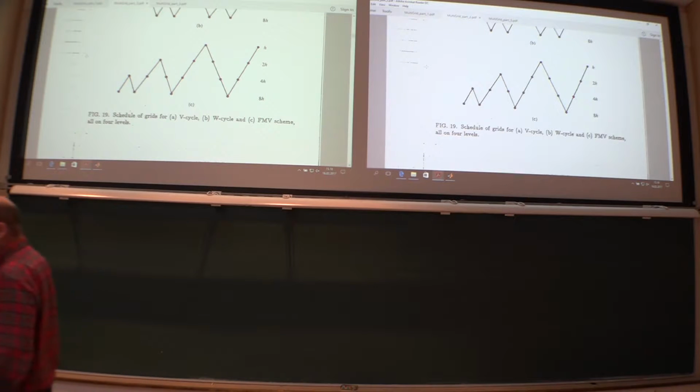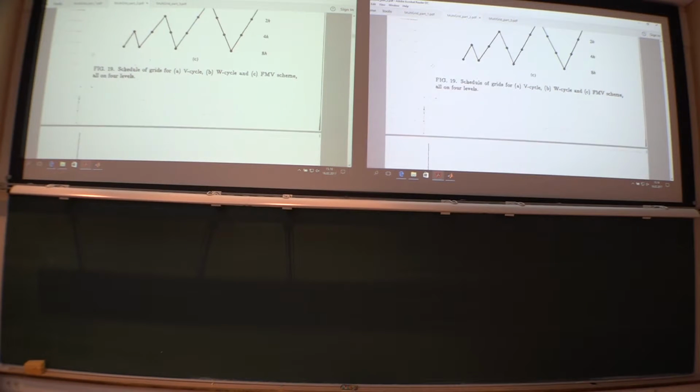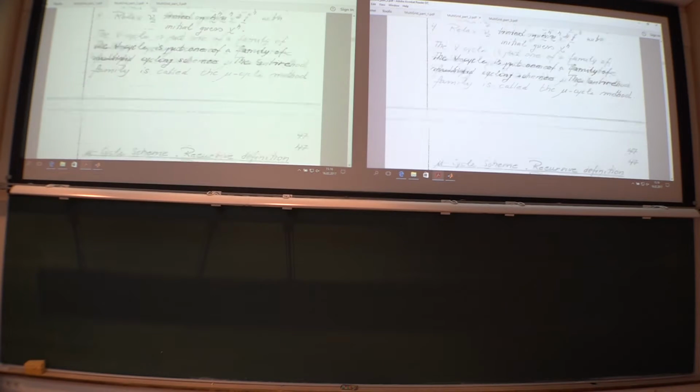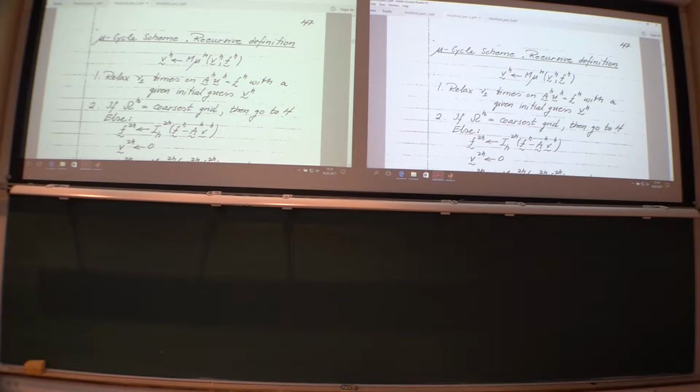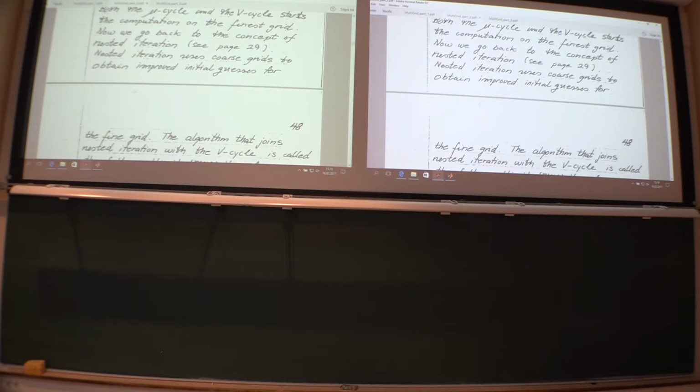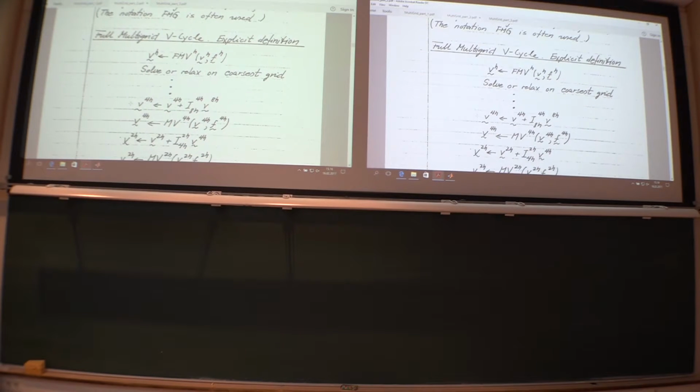Okay, we continue. Not that much left with multigrid. Should be finished with this one today. So V cycle and a mu cycle, that's the one that takes a little bit up and down and up and down. We don't have to go through this. How you can program it recursively, rather messy.